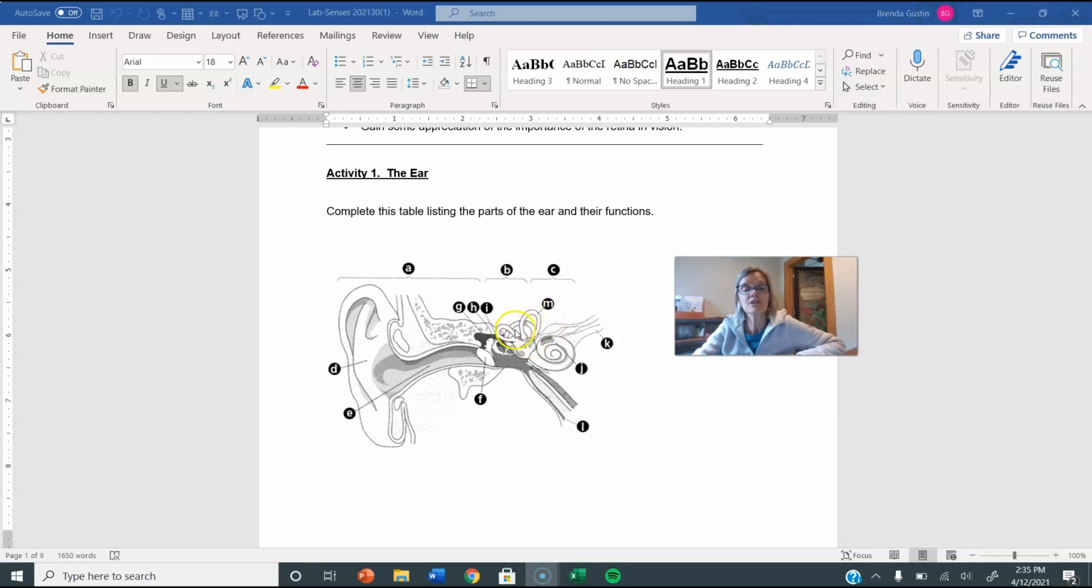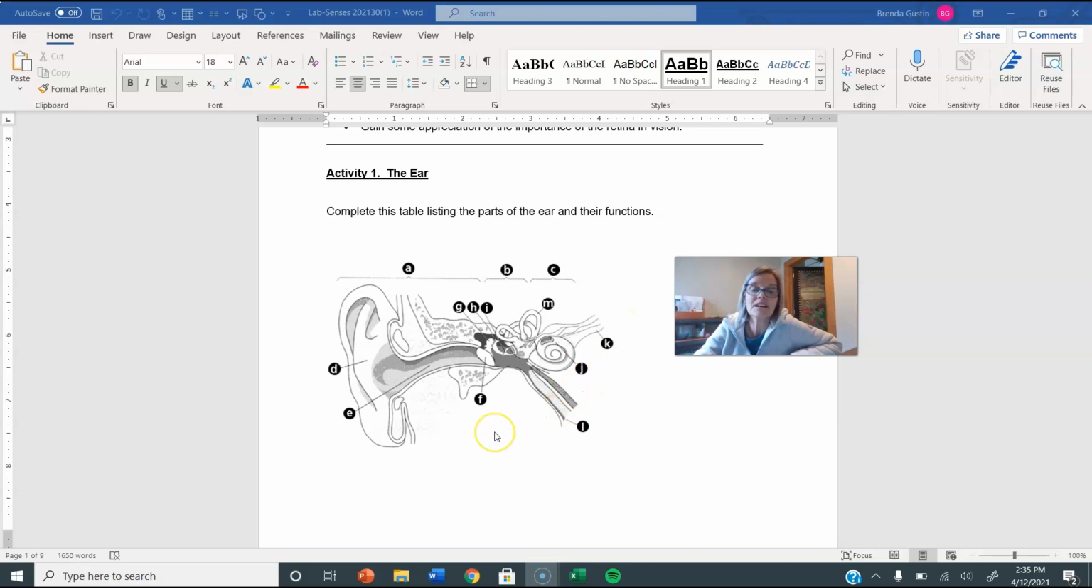These three loops are called semicircular canals. They're also filled with fluid and hair cells. And if you've ever seen a level that we use that has the little fluid in it and the air bubble, and as you move it, the air bubble moves, that's the same thing that's going on in these semicircular canals. As you move your head, different receptors are triggered to tell your brain which position your head's in, so you can tell where your body is.